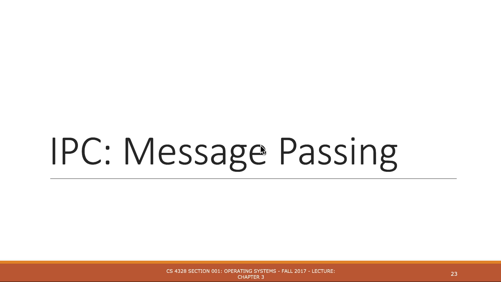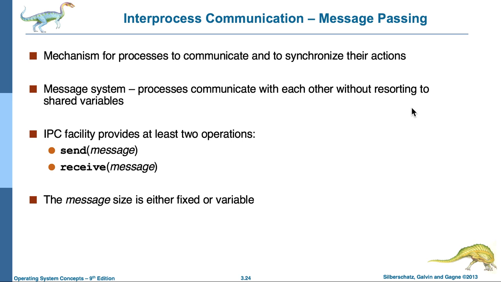In this section, we are going to discuss message passing as the inter-process communication method. So we, of course, have already discussed shared memory as an inter-process communication methodology. What happens with message passing is that we do not have to resort to shared variables. That's really the key distinction here.